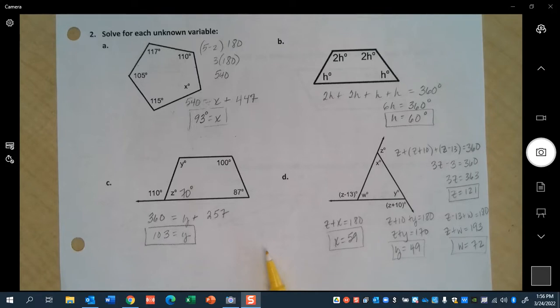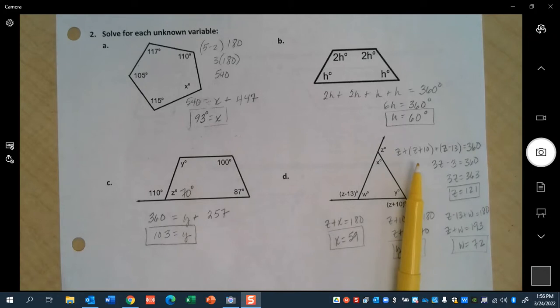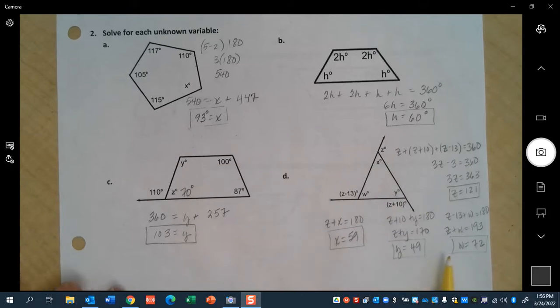If you're in the lesson about the sum of the exterior angles, maybe you should take a peek at your exterior angles. Because if you look at each of these angles, they all have Z's in them. So then I went up here and said, okay, Z plus 10 plus Z minus 13 is 360. Therefore, I can combine my like terms and solve for 1Z. Once I got my 1Z, I could find my X, I could find my Y, and I could find my W.